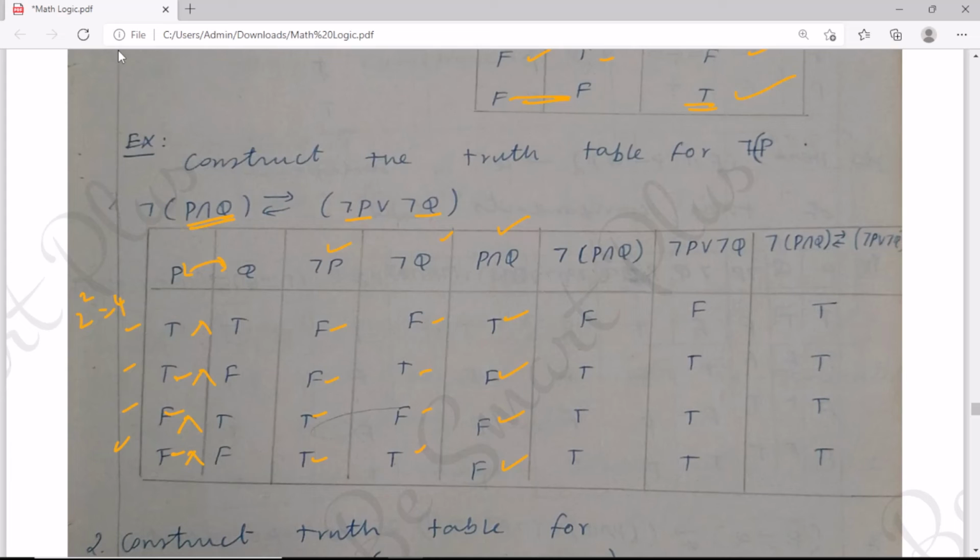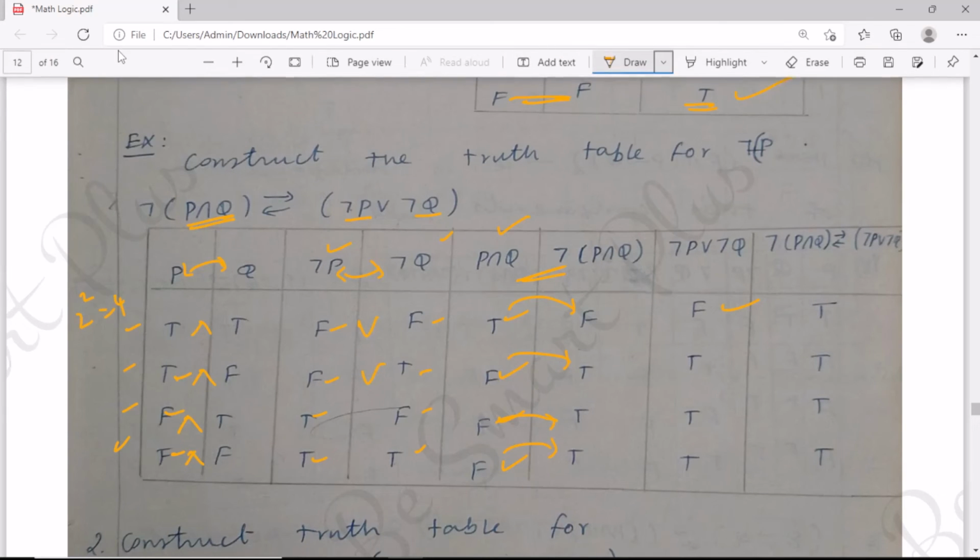Next you have to take the negation of this. Negation of this means true becomes false, and false becomes true. So that is the negation of this one. Next, negation P or negation Q. You have to apply the OR operator between these two. False or false is false. False or true is true. True or false is true. True or true is true.